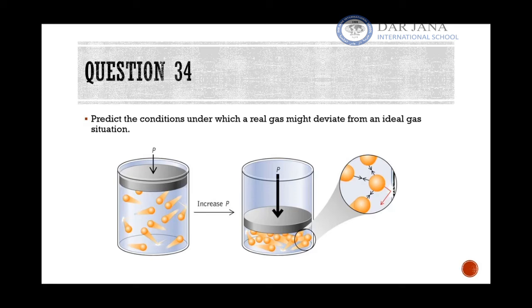Question number 36. A 2-liter flask is filled with propane, C3H8, at a pressure of 1 atmosphere and a temperature of negative 15 degrees. What is the mass of the propane in the flask? First, we will look at what's given. The volume is 2 liters, pressure is 1 atmosphere, temperature is negative 15 degrees Celsius, and we will convert that into Kelvin by adding 273.